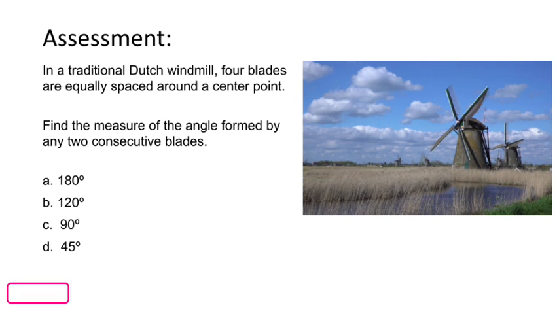Let's try this. In a traditional Dutch windmill, 4 blades are equally spaced around a center point. Find the measure of the angle formed by any 2 consecutive blades. So what I want you to picture is the center of this windmill, and all the angles around is going to be 360 degrees, right? That's the measure of a circle, and we can divide that 360 by 4 because it forms 4 equal angles, and therefore we have 90-degree angles formed.